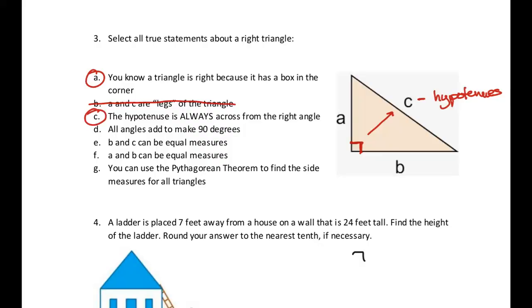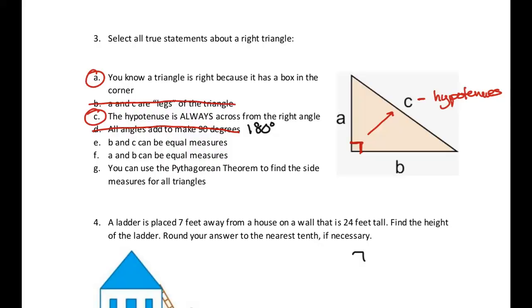There, the "always" is not a problem. Letter D, think about this before you answer. All angles add to make 90 degrees. All angles add to make 190 degrees. That is false. What do all the angles add up to? Do you remember? That is correct. 180 degrees is what they add up to.